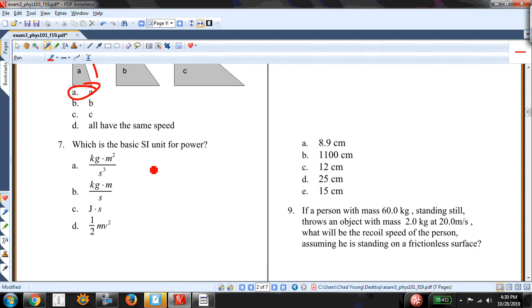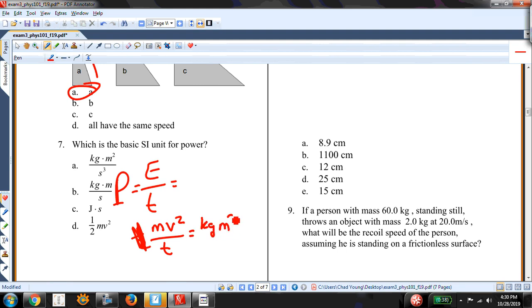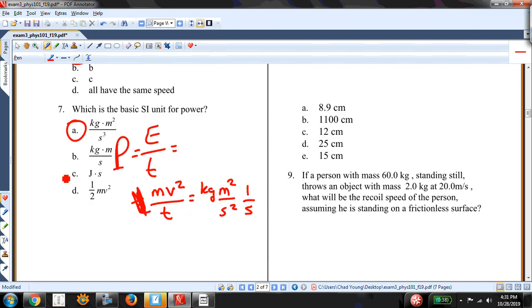What is the basic SI unit for power? I know power is energy over time. And so that's going to be 1/2 mv squared over t. I'm just doing the dimensions now, so I'm just going to drop that half. So that's kilogram meter squared per second squared, and then I have another seconds over here. So it's kilogram meter squared per second cubed.